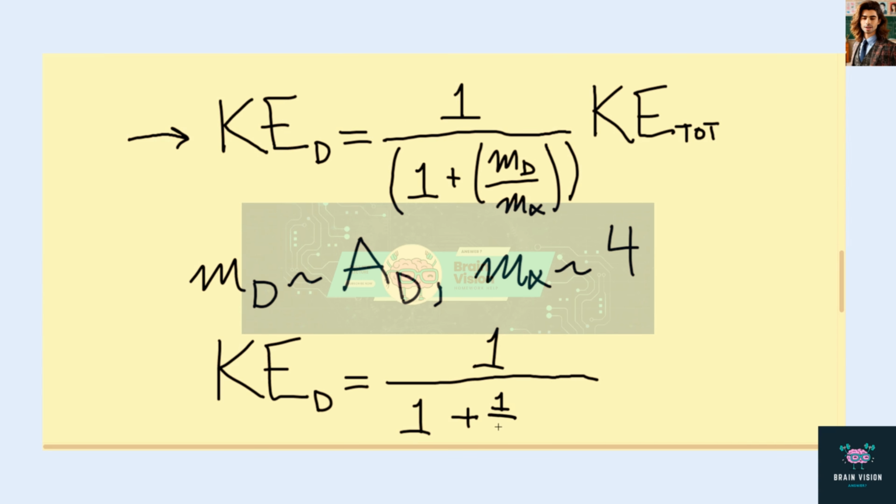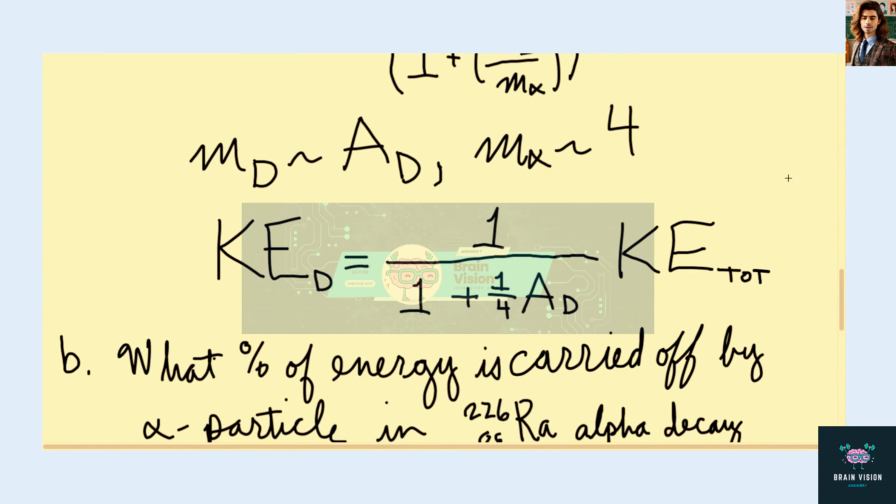1/4 the atomic number of the daughter nucleus. This whole fractional quantity times the kinetic energy total is what we're asked to show. We have that here. Let's box it.